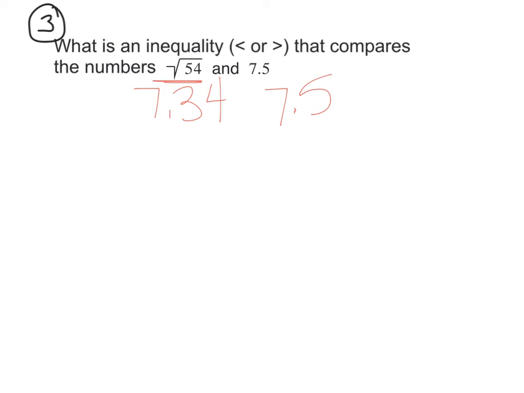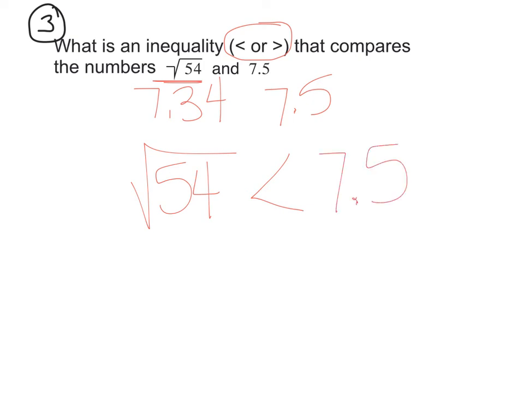Now I want to put a less than or a greater than sign there. So 7.5 is bigger than 7.34. So I want this one, square root of 54, is going to be less than 7.5. And that would be my answer.